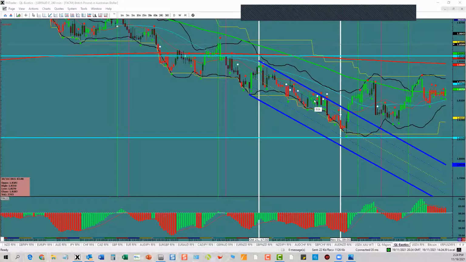Well, what if you don't have 5 waves? You're here at the top of 4. Then you know you got a 5th wave left to the downside. All right, so there we go.